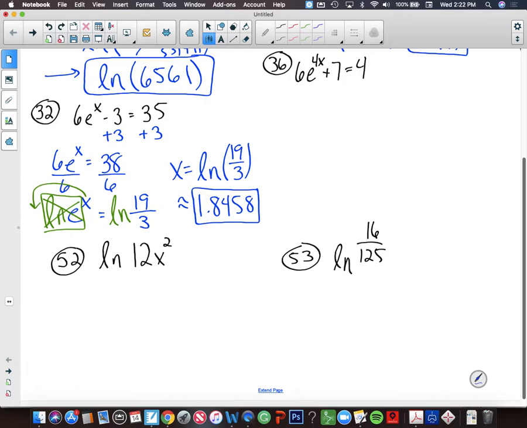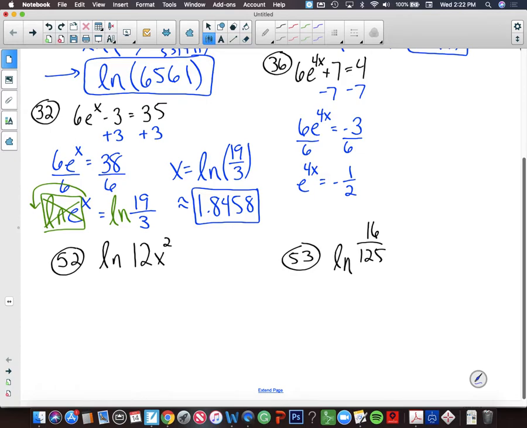36 is very similar to 32. So we want to isolate that exponential. Get that guy by itself. So the first thing we need to do, move the 7 over. And we have 6e to the 4x equals, so 4 minus 7, that's a negative 3. Divide both sides by 6. And we have e to the 4x equals 3 over 6, that's a negative 1/2.